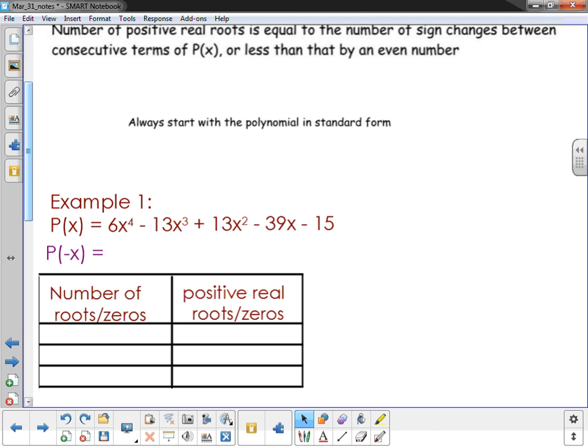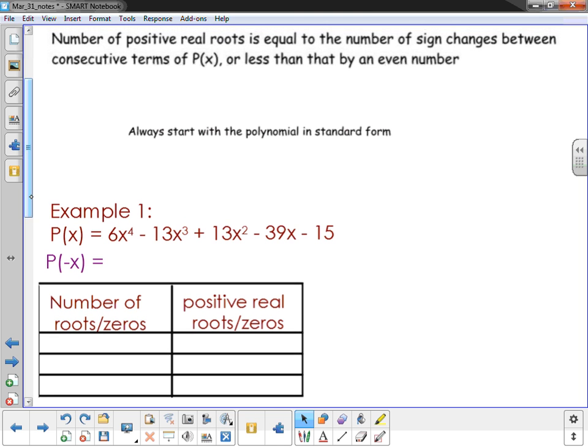And I want to see how many positive real roots there are using Descartes' Rule of Signs. The first thing I would ask, though, is how many roots are there all together? If you think back to the fundamental theorem of algebra, it said you've got to look at the highest degree exponent. Here we have a 4. So the number of roots for this particular case will always be 4. Now, they might not all be real.